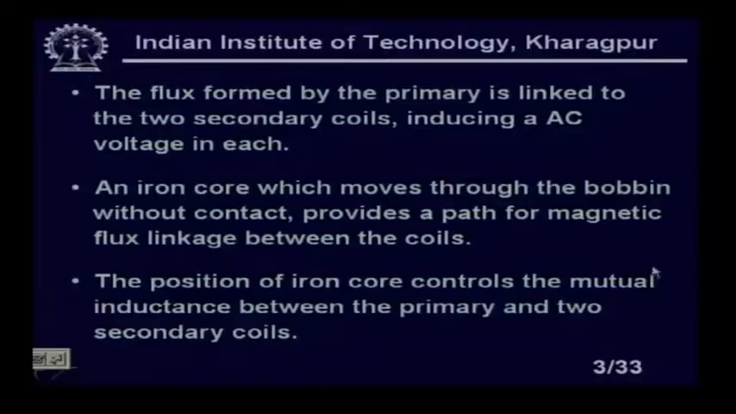Usually the entire LVDT assembly, in some cases, we put under another casing, so that it will not be influenced by external magnetic fields. Obviously, it depends on the magnetic fields.